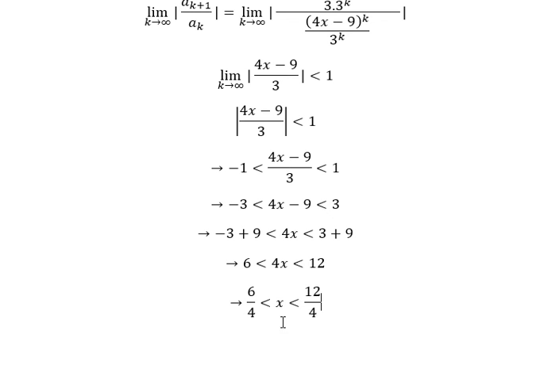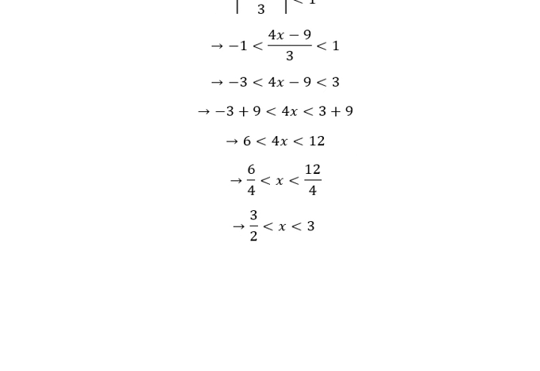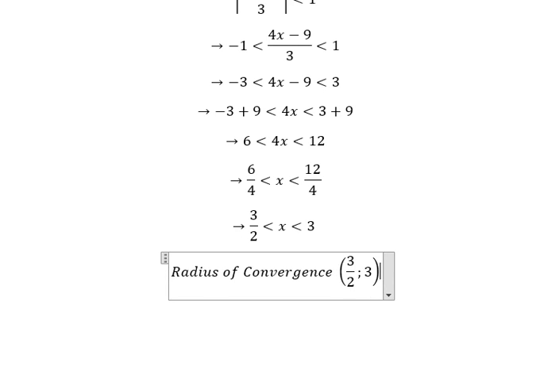And now we got the final answer. That's 3 over 2 and number 3. So the interval of convergence should be like this. That's from 3 over 2 to number 3. And this is the final answer.